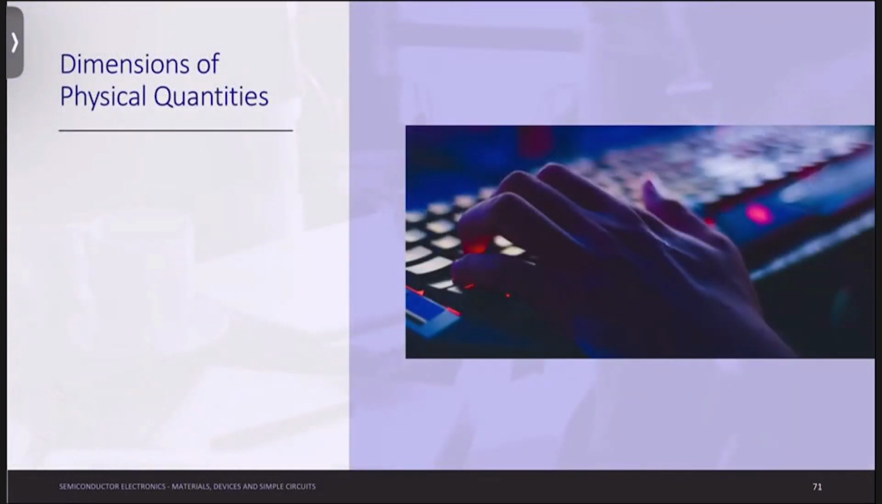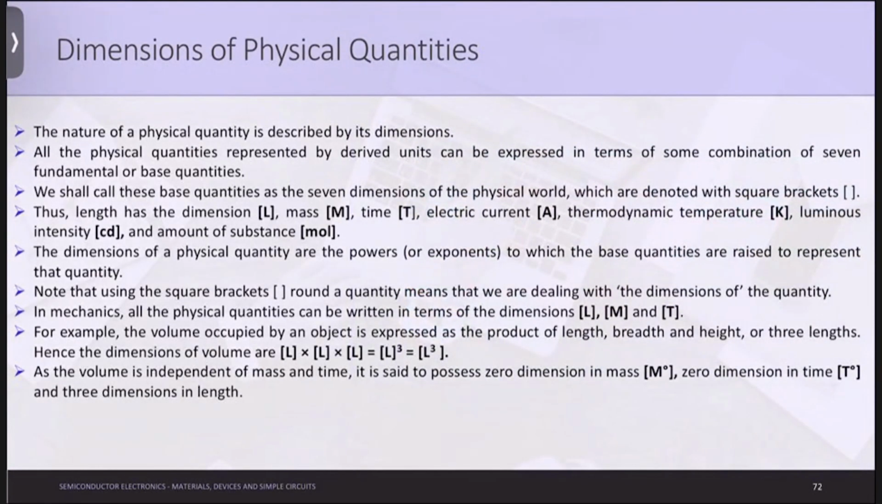Okay, so let's move to the next concept, that is dimensions of physical quantities. So what are these dimensions of physical quantities? The nature of a physical quantity is described by its dimensions. All the physical quantities are represented by derived units. Please remember what derived units are.